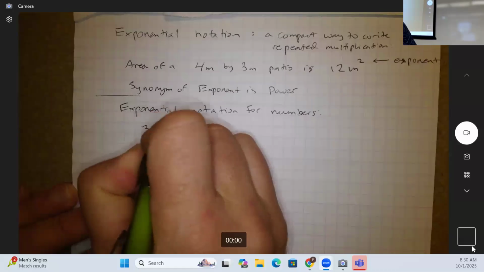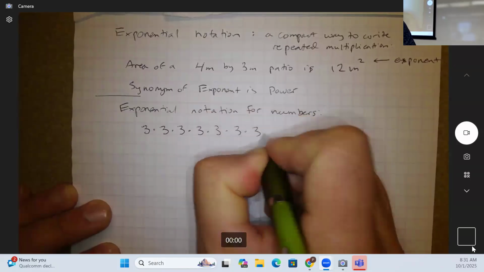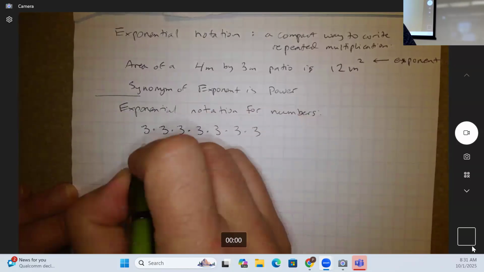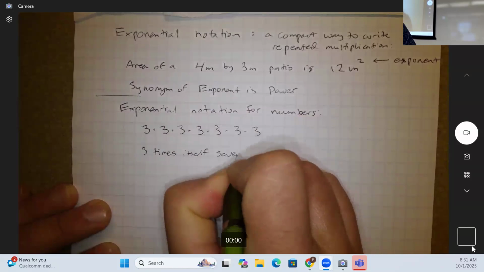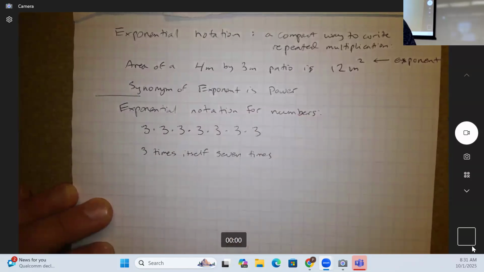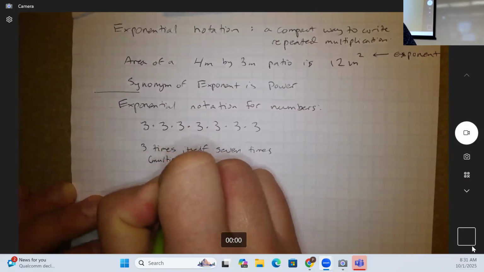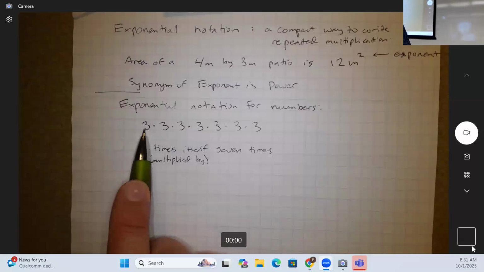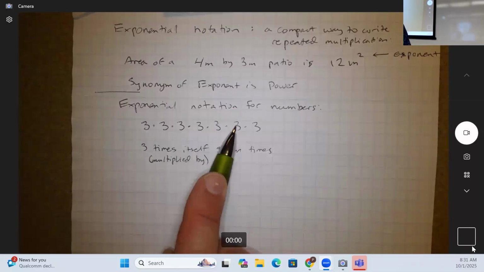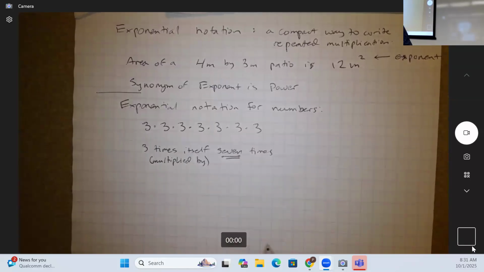If I want to multiply 3 by itself 7 times, I can write that like so: 3 multiplied by itself 7 times. It takes a lot of writing, but it is super clear what's going on. I'm saying 3 times 3 times 3 times 3 times 3 times 3 times 3. There are 7 multiplications.